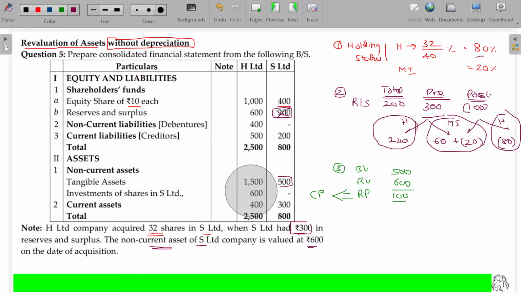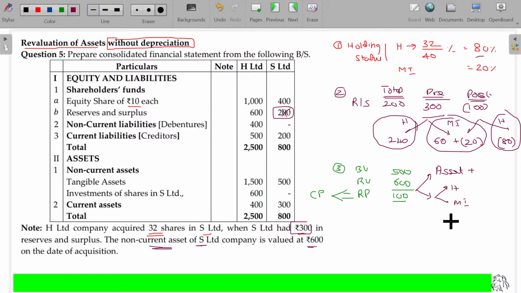So this will be considered as what? Capital profit. Okay, this will be considered as capital profit. This 100 rupees will be adjusted twice. One is added to the asset account. The asset account will be inflated by 100 rupees while preparing the new consolidated financial statement. Second, it should be shared between holding company and minority interest.